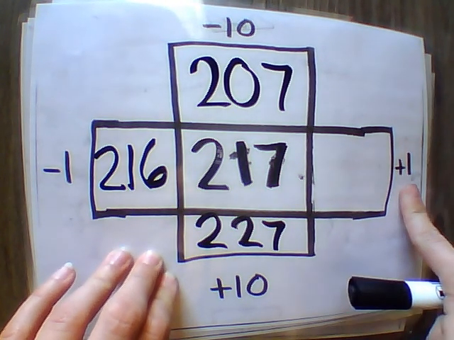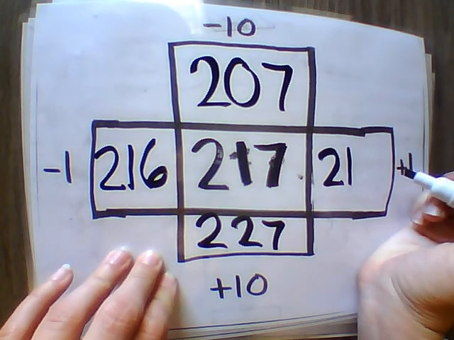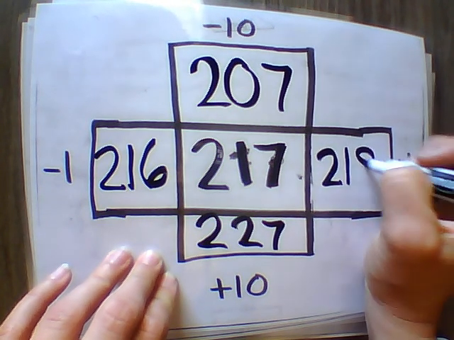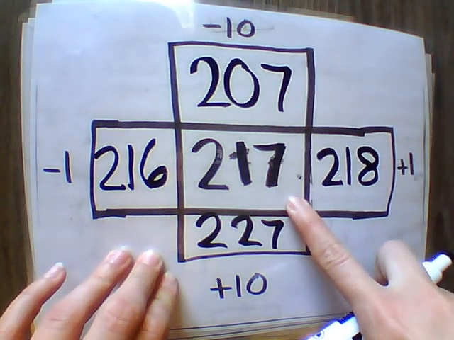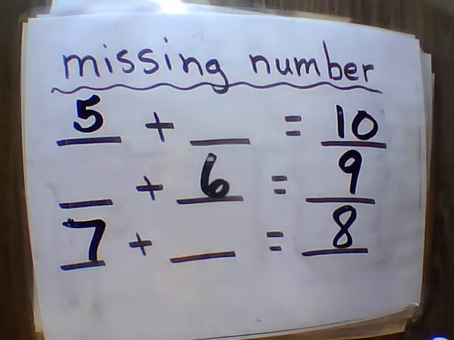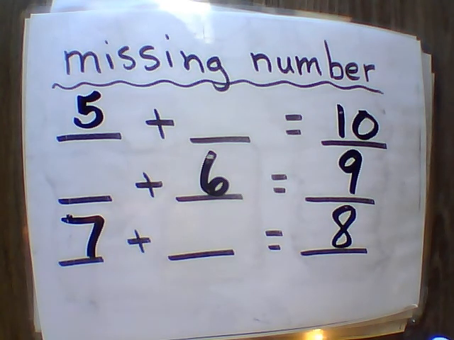Then we're going to plus 1. Remember, the hundreds and the tens stay the same. 7 plus 1 more equals 8. 217 plus 1 equals 218. Now we're going to find the missing number, so pause the video and do those now. Go.